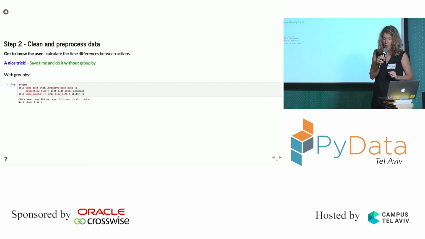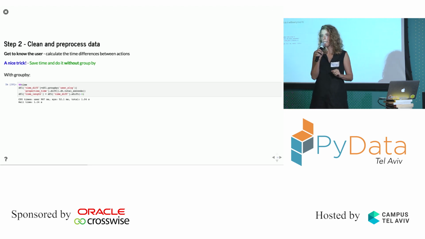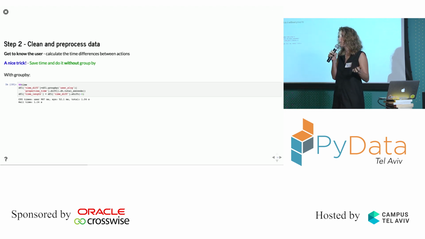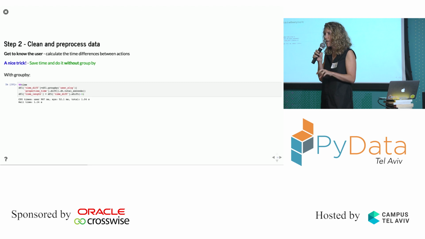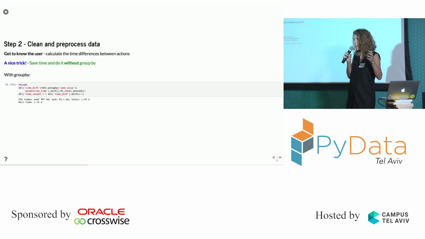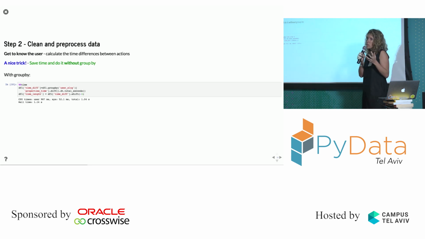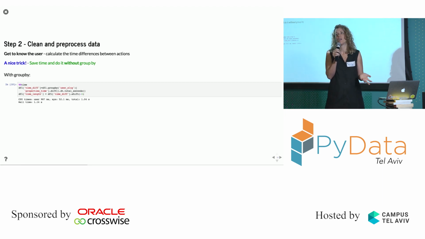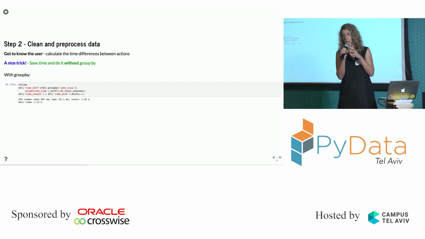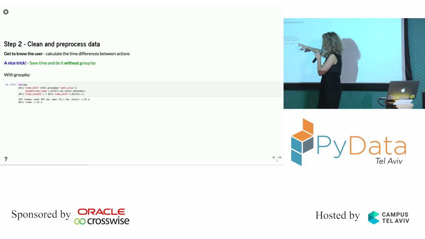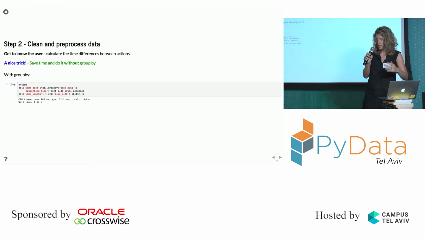Another very important thing I had to do is understand the time differences between the actions the user did. I want to get to know the users, so it's interesting for me to see how long it took him to do every action. For that, I had to clean the URLs and the duplicated URLs, and then just calculate the diff between the timestamps. The most native way to do that would be group by user and then a diff, like you see here. This is nice and it works, but I wanted to make things a bit faster, so you can also do it without group by.